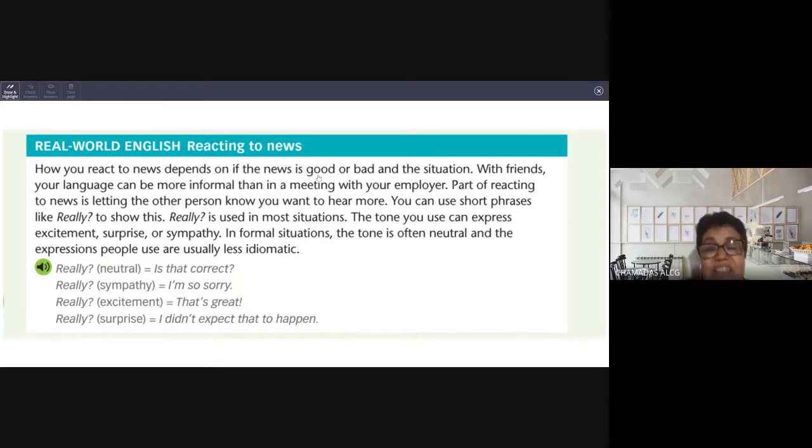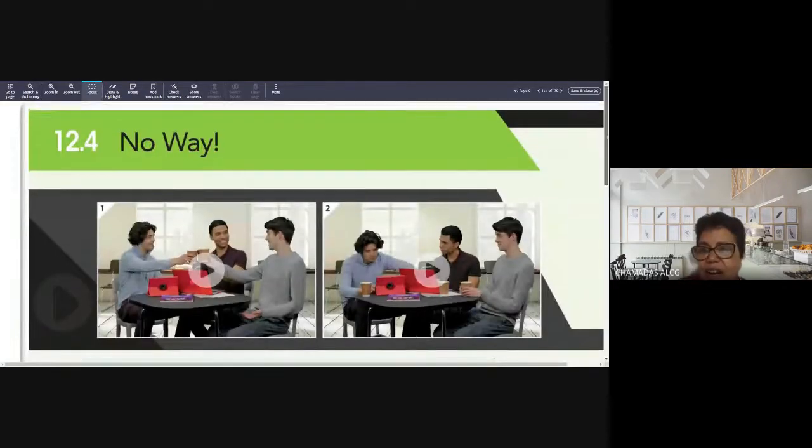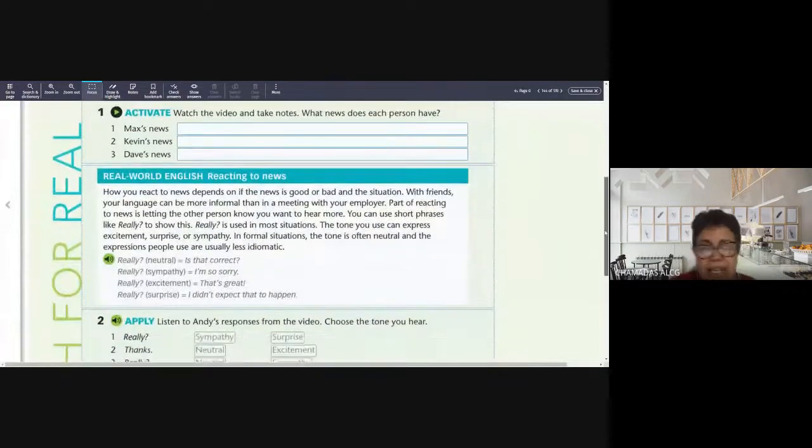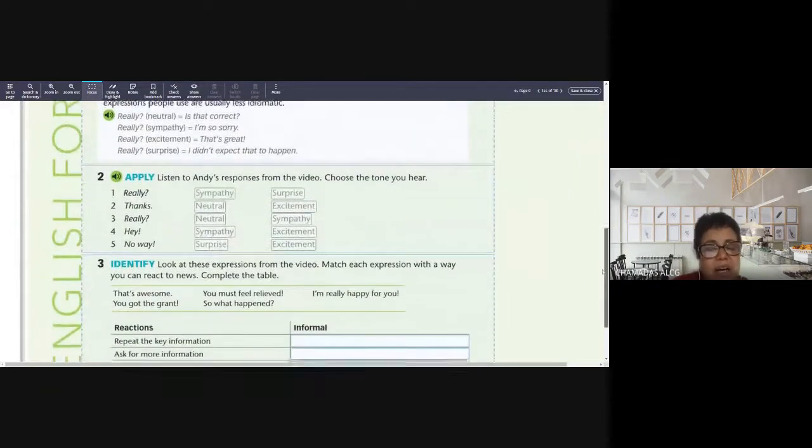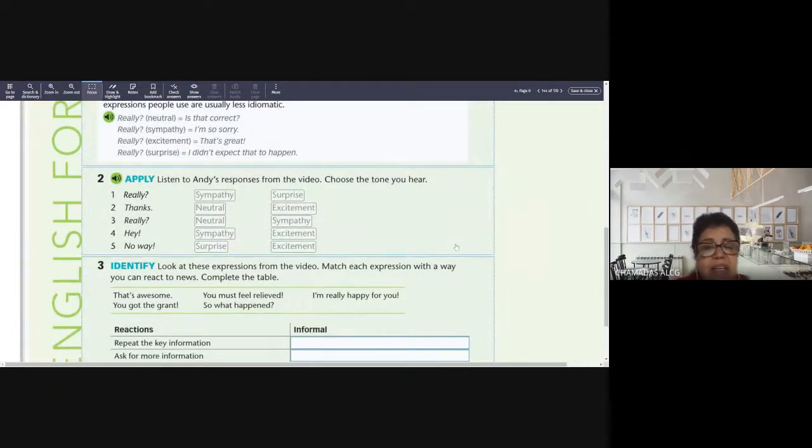Did you notice the difference? Yes, of course. All right, people. So the tone, the intonation changes depending on the feeling and what we want to convey at the moment, right?